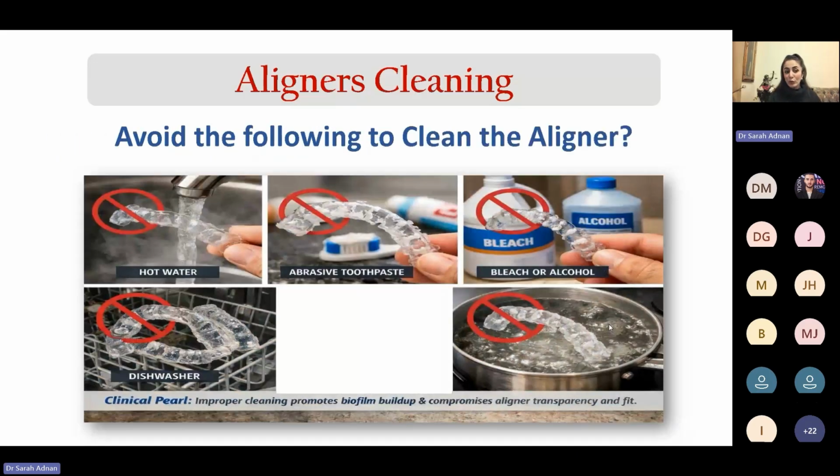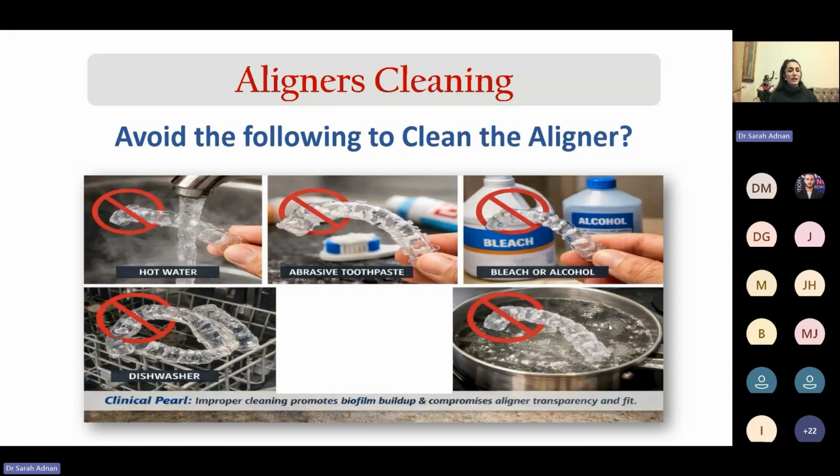During cleaning, we should avoid hot water. We should avoid abrasive toothpaste. Toothpastes in general contain abrasive material, which might lead to distortion of the appliance and the template. Avoid bleaching agents and alcohol on the aligner as well, as they will lead to abrading the aligner and loss of integrity.